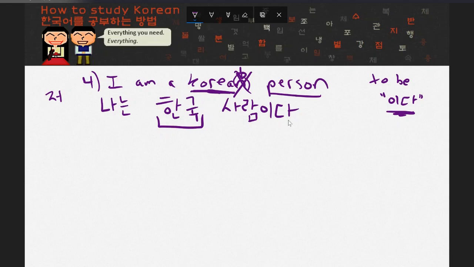So for example, if you are from England, the word for England is 영국. And you could simply say 나는 영국 사람이다. And that would say that you are an England person or an English person, or I guess you could just say that translates to I am British. You could also write 나는, if you know the word for America, which is 미국, you could say 나는 미국 사람이다, and that translates to I am an American person.